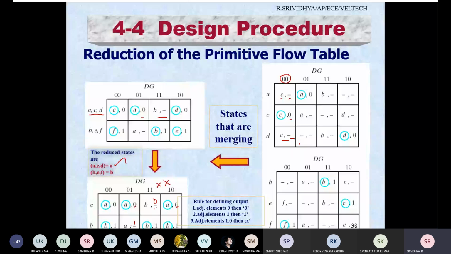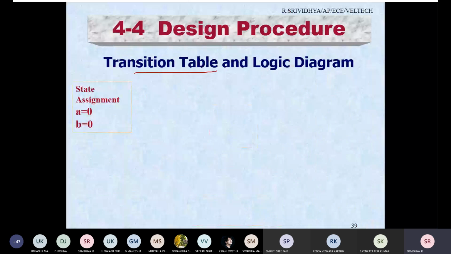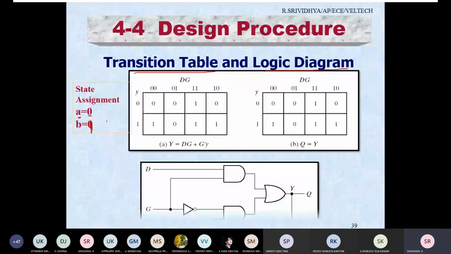Yes. Going to the next and last final step, the transition table and logic diagram. This is my last table. So I'm going here for state assignment. I am assigning my A state to take the value of 0 and B state to take the value of 1. Okay, A is equal to 0 and B is equal to 1. See here. Now this is very, very important. Please try to follow. This is nothing but your state variables, and this is nothing but your output.